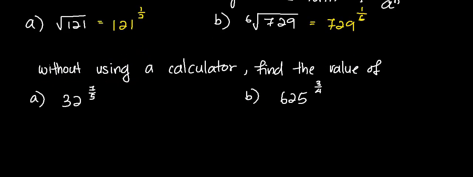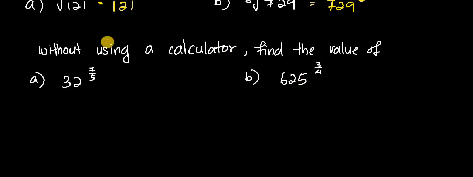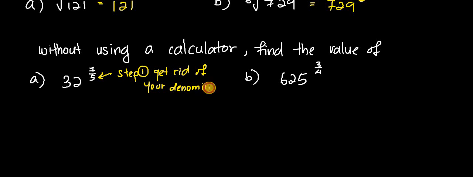Now let's look at this. Now this is a very typical question that comes out in exams. Without using a calculator, find the value of 32 power 7 over 5. Now, they said without using a calculator. So what am I going to do? Now, when you have a fractional indices, the first thing that you must be concerned about is how you can get rid of your denominator. Alright, step 1 is get rid of your denominator. As simple as that. Okay.